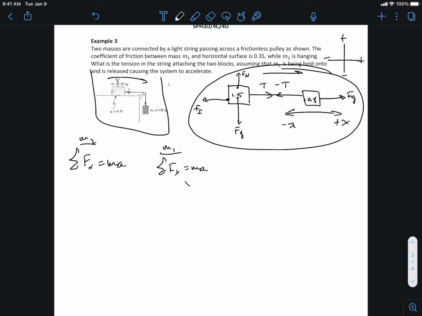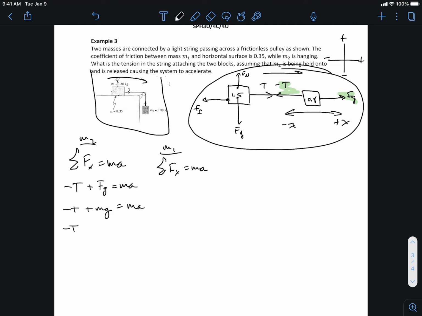So if we're dealing with mass 2, we'll start with the easy one. Let's just look at the forces. I'm going to add up the forces on mass 2. I see negative tension and a positive force of gravity, so negative tension plus Fg is equal to ma. We know the force of gravity is mg, so negative T plus mg is equal to ma, and just plug in some numbers. We don't know tension, unfortunately, but we're going to find that.